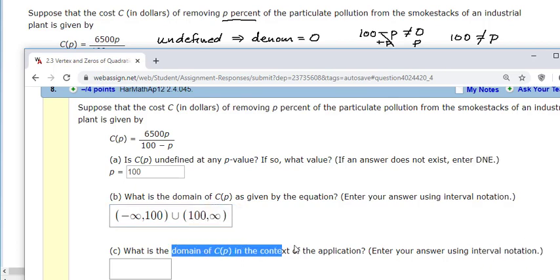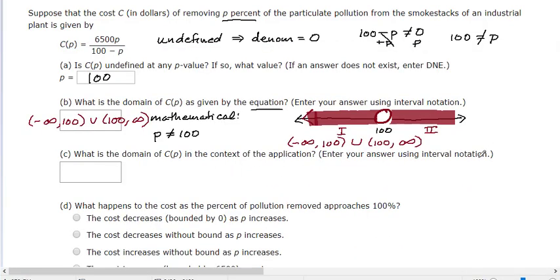And then what is the domain in the context of the application? So this is the common sense domain. This goes back to what we were talking about in one of the last chapters. P can't be negative, so P has to stay positive. It would be okay to have a percent pollution of 0. That means you didn't remove any. That's okay. And the percent has to stay less than 100 because you can't remove 150% or 230% of the pollution. You can only stay between 0 and 100.